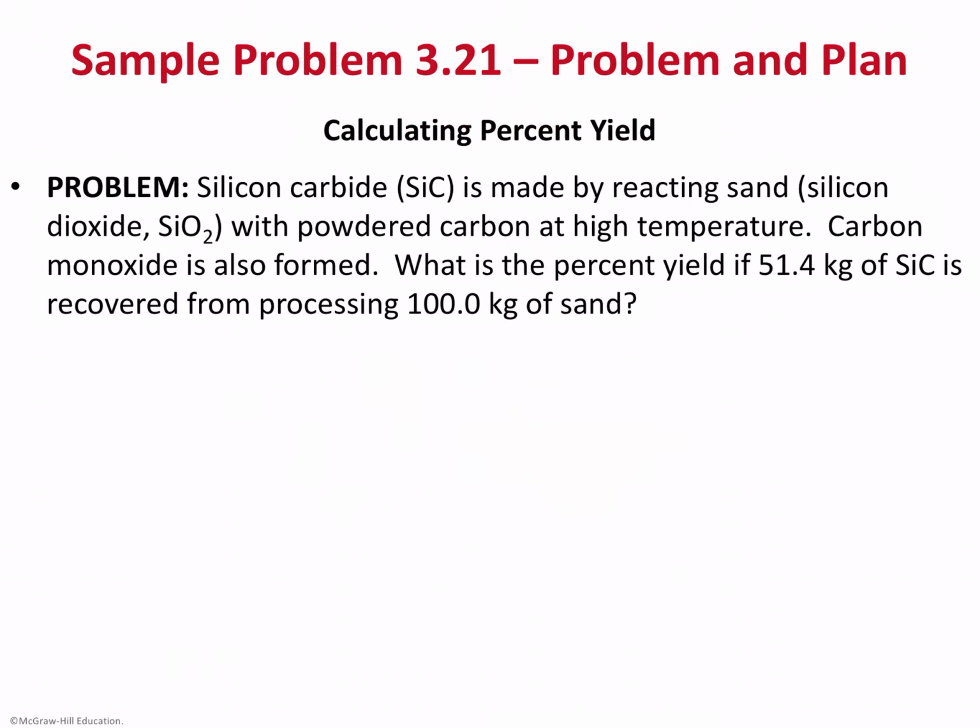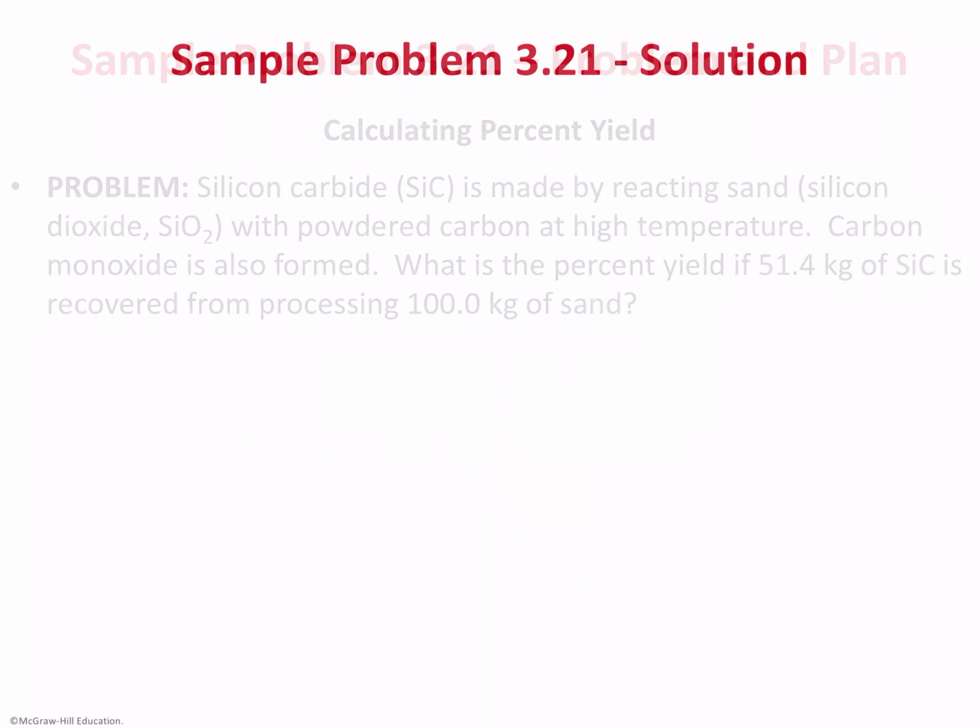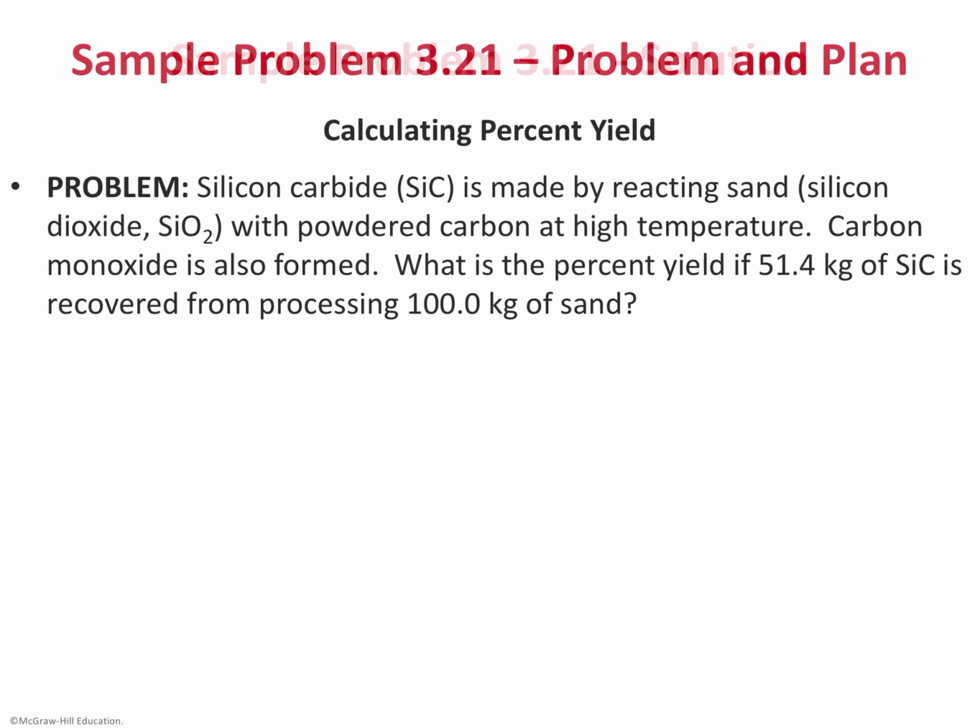Okay, let's see with this example how we can find out the percent yield. Silicon carbide is made by reacting sand, silicon dioxide, with powdered carbon at high temperature. Carbon monoxide is also formed. What is the percent yield if 51.4 kilogram of silicon carbide is recovered from processing 100 kilogram of sand?